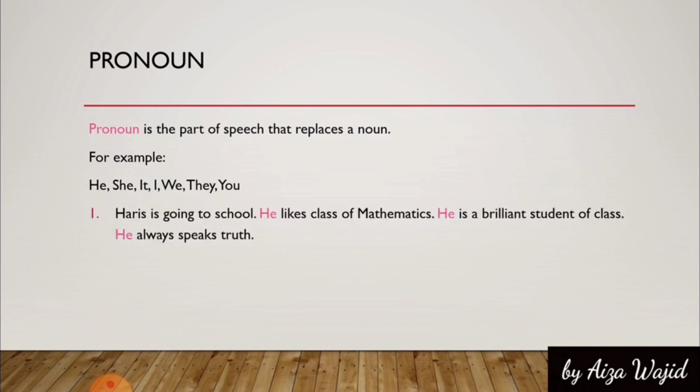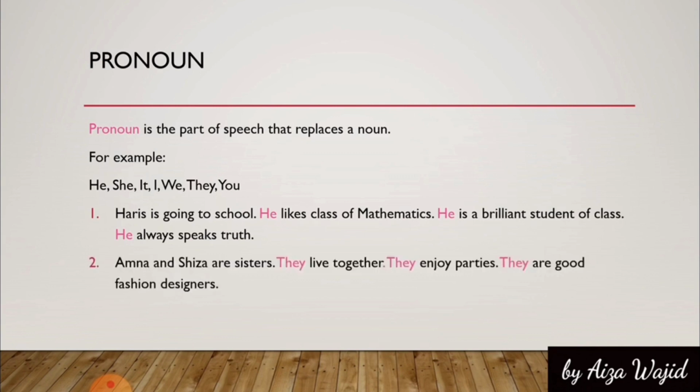Haris is going to school. He likes the class of mathematics. He is a brilliant student of the class. He always speaks the truth. So he is a pronoun here. Amna and Shiza are sisters. They live together. They enjoy parties. They are good fashion designers. They is a pronoun here.